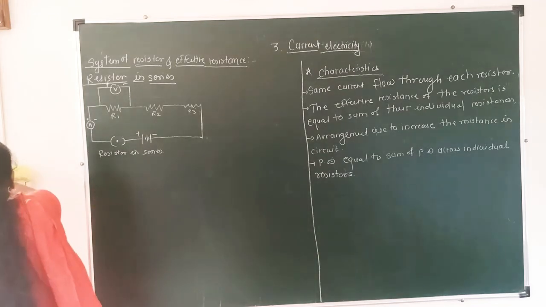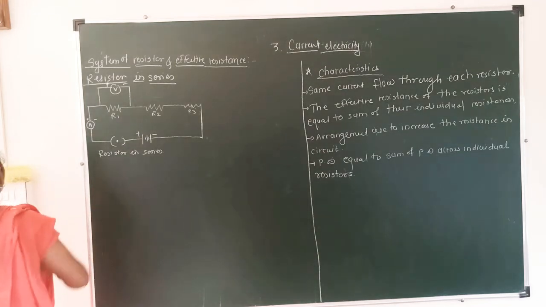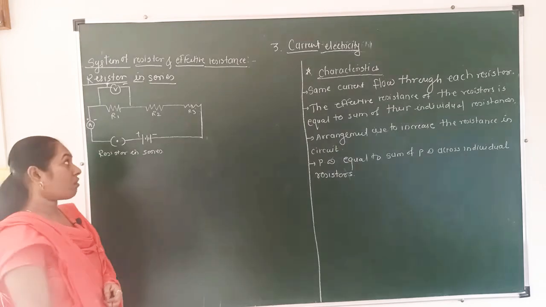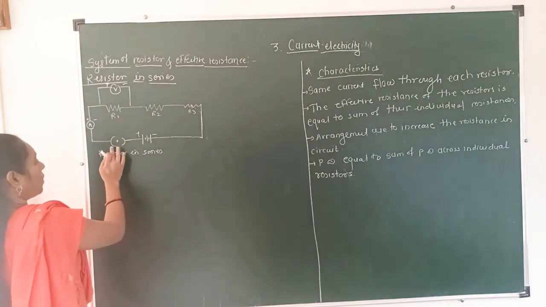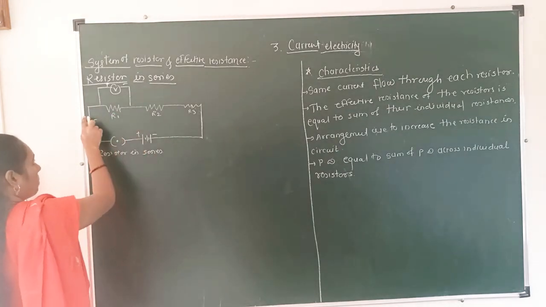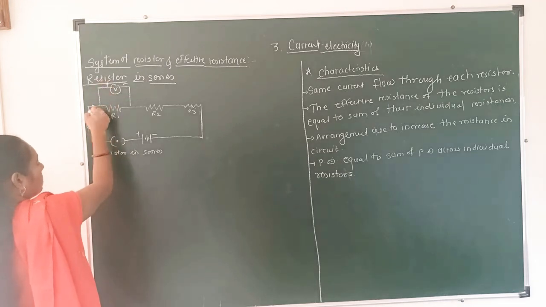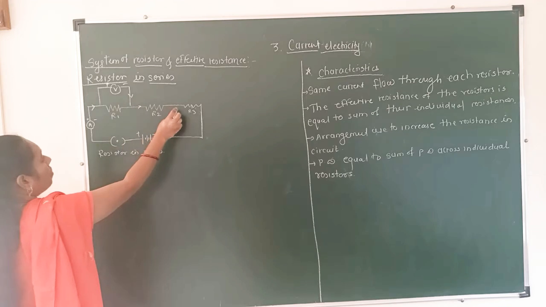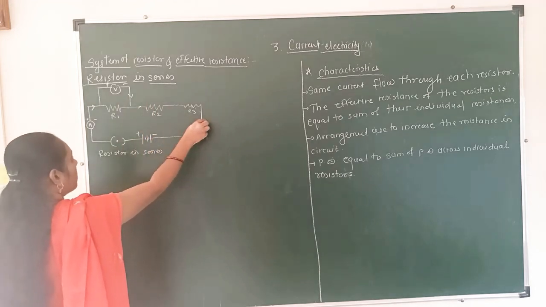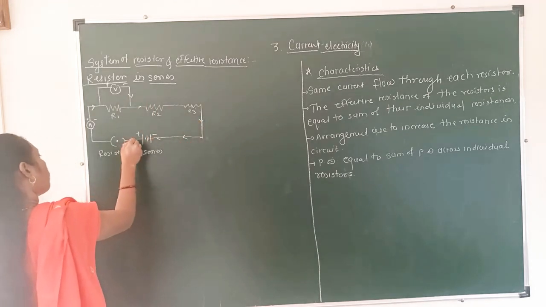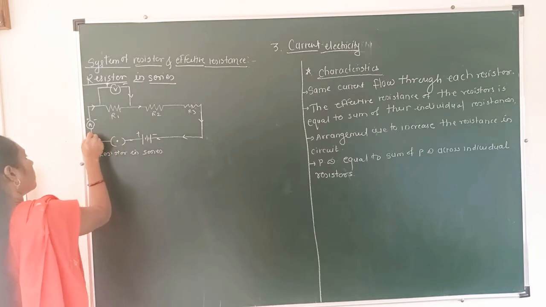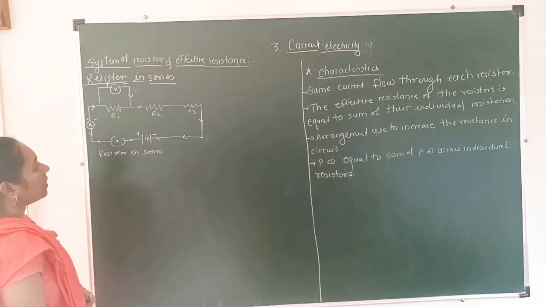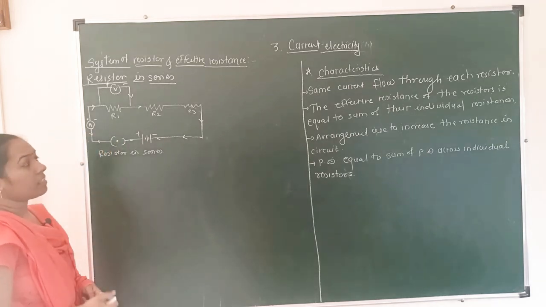Now the flow of current. All of you know that current always flows from the positive terminal to the negative terminal. So current is always flowing from the positive terminal to the negative terminal. This is the flow of current. The diagram shows resistors in series.